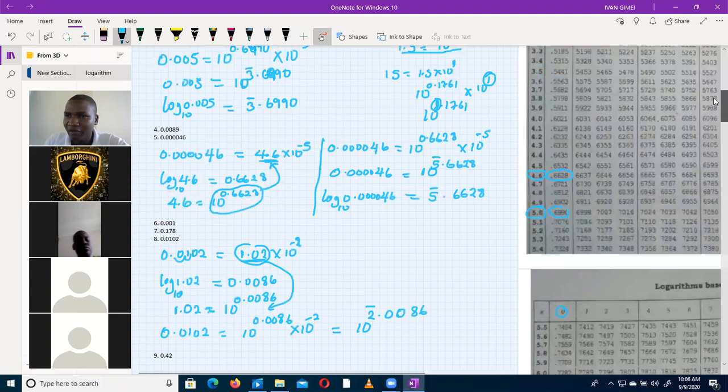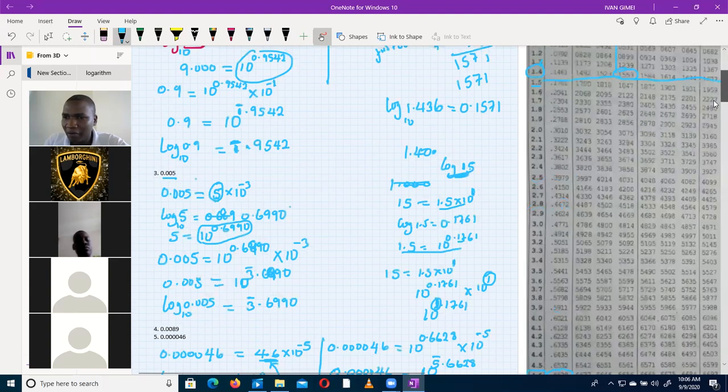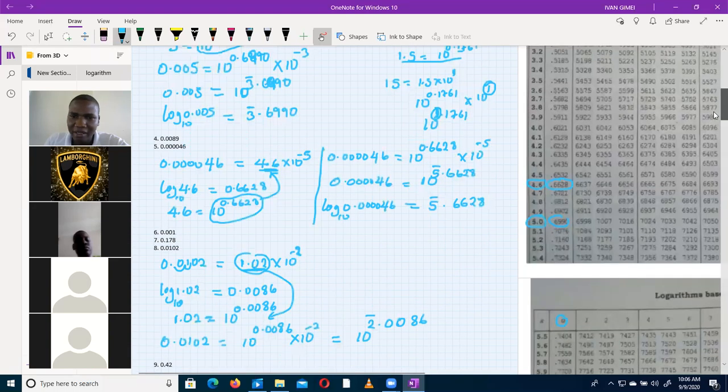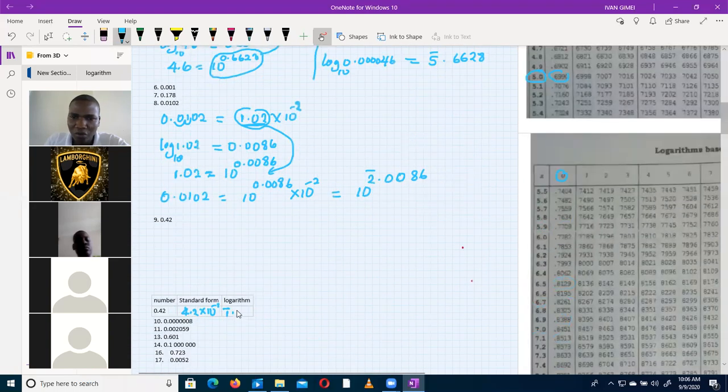What's the logarithm of 4.2? 4.2 will be here, which is 0.6232. So I just come here and write 6232 like that. And I've finished. That's how we use the table.